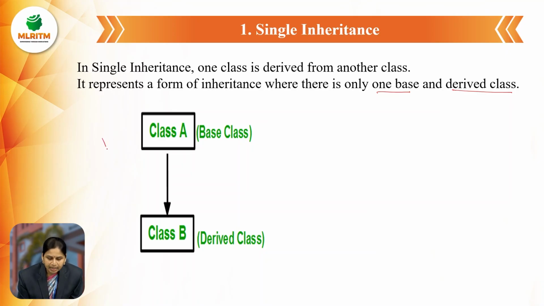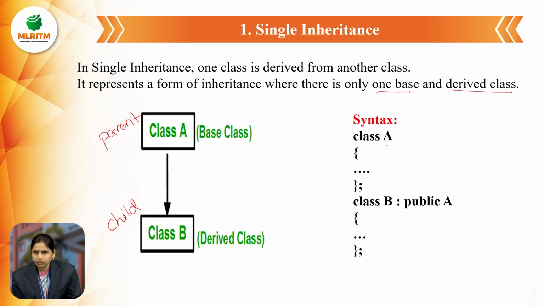One child class is derived from one parent class. Here class A is the parent class and class B is the child class. Here the one child class is derived from one parent class. Let us see the syntax. First we have to define or declare class A, the parent class, then declare the child class. Here B is a child class and A is a parent class. Here the A class is inherited in a public mode.